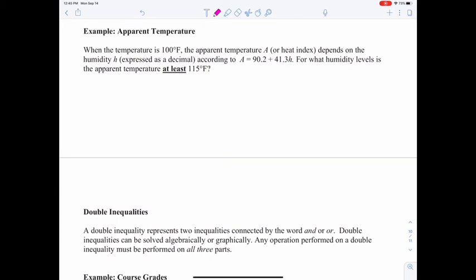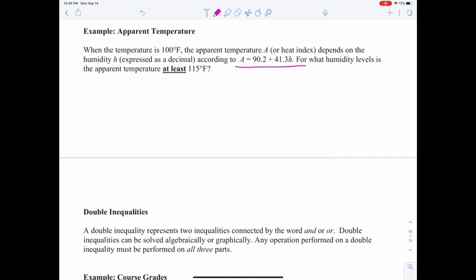So when the temperature is 100 degrees Fahrenheit, the apparent temperature, A, or heat index, depends on the humidity according to that equation right there. So for what humidity levels is the apparent temperature at least 115 degrees? All right, so we got to think something to talk about here. This phrase "at least." Now, people get confused all the time because we see the word "least," but the reality is this is a greater than statement. Because if I say I'm going to give you at least $1, that means $1 or more, right? So that's a greater than or equal to statement.